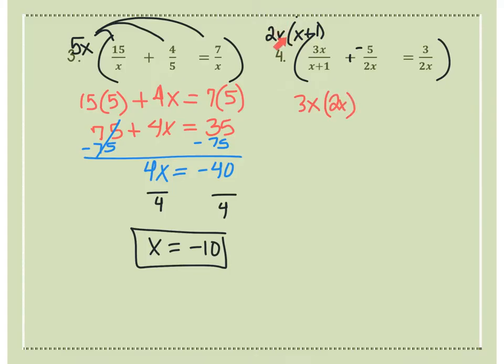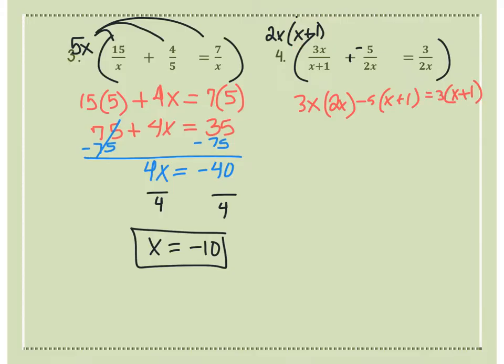When I distribute this to this one right here, the 2x is going to cross out the 2x. All I'm left with is the negative 5 that was there and this x plus 1. When I distribute this to this third one, the 2x's and the 2x are going to cross off. All I'm left with is 3 and x plus 1.